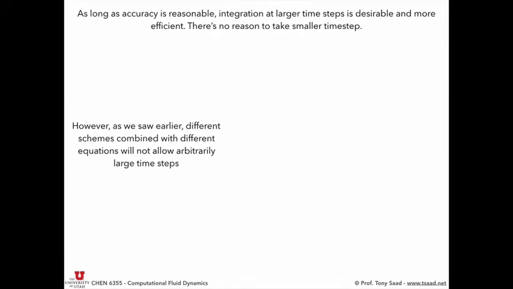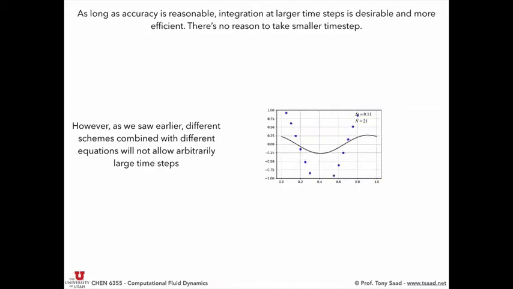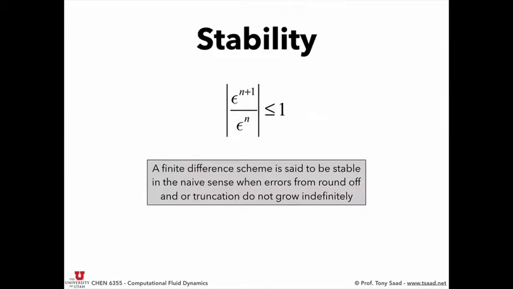However, we saw earlier that with different schemes combined with different equations, we cannot just take arbitrarily large time steps or large grid sizes, because we saw something that we called instability. You started with a good solution, and then you saw the solution just grow in time rather than dissipate in time. So today we're going to slightly formally define stability, one of the first properties of finite difference methods.